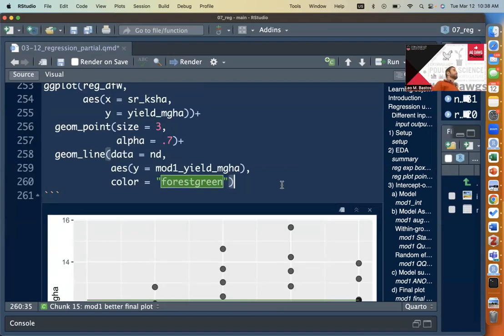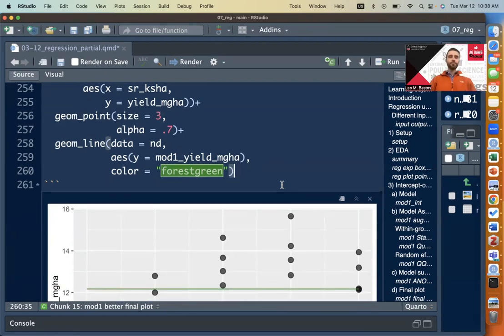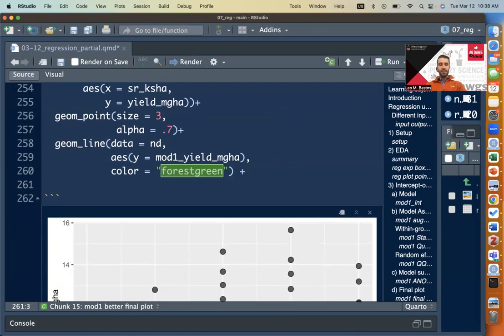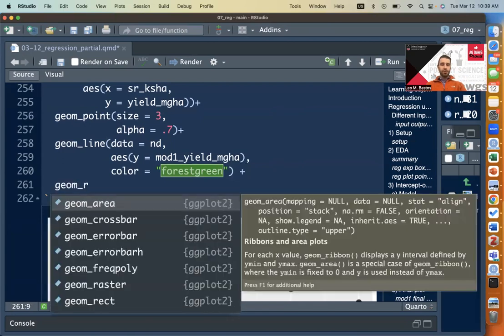we need to tell it what is the, so a ribbon, imagine like a, I don't know if you all know what a ribbon is, but it's basically like a tape, sort of like a shape of a tape, right? So imagine a tape where you have like upper and lower limit of that tape. We need to say on geom ribbon, what column has our upper limit of the tape or the ribbon, what has the lower limit of that. So let's add a plus. Let's call geom ribbon here.